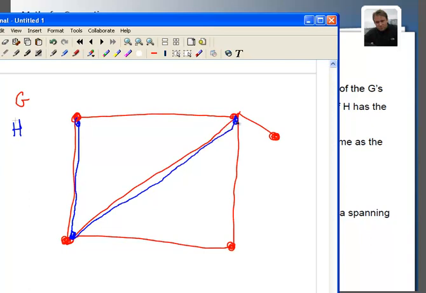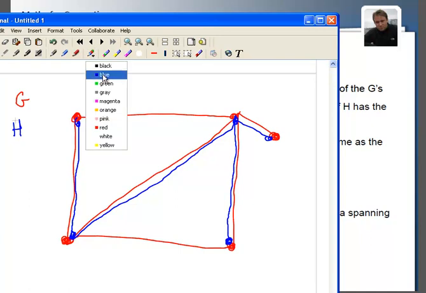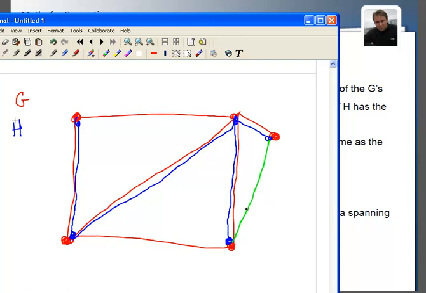This so far is a spanning subgraph, because it's just using a subset of G. Now, for argument's sake, let's say I add this green edge to H. H is now no longer a spanning subgraph of G, because this edge is not part of G. So we have broken the rule of a spanning subgraph.